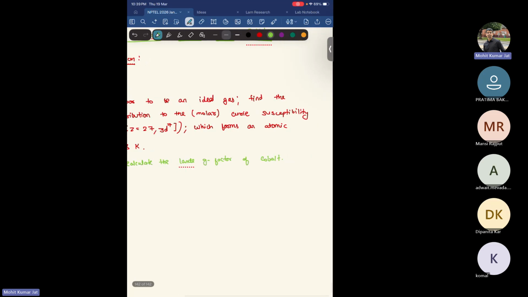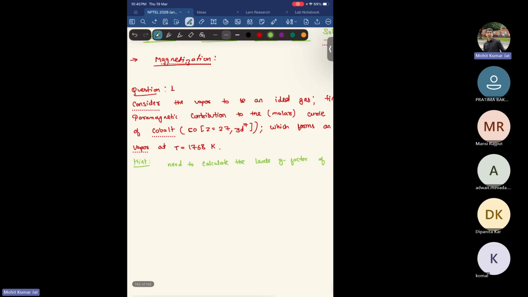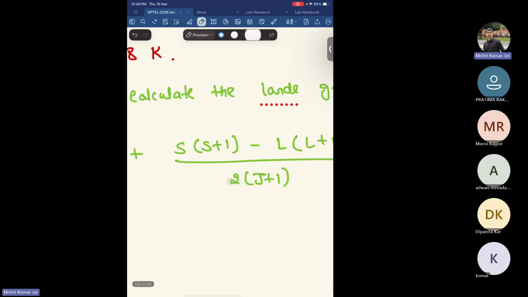The Landé g factor goes as g equals 3/2 plus S(S+1) minus L(L+1) divided by 2J(J+1). This has already been derived in the class, so you can follow up for more details.